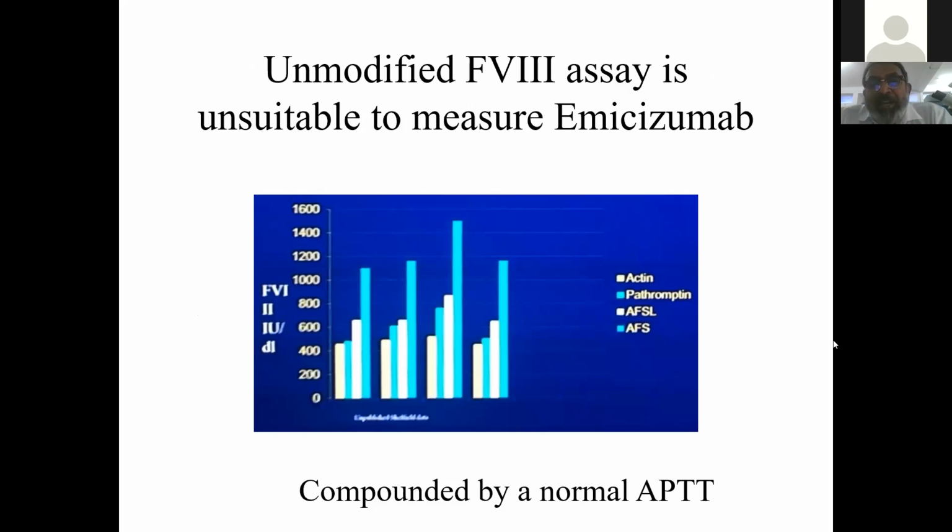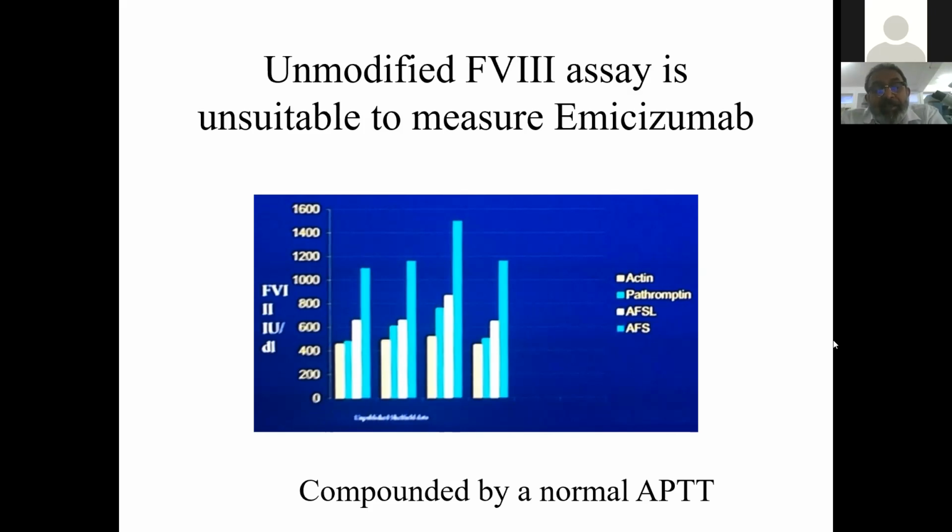So, when we use the unmodified factor VIII assay, we find that it's unsuitable to measure hemostasis. If you look at it, all these APTT reagents, that is Actin, Pathromtin, Actin FSL, Actin FS, they all are giving unimaginable factor VIII values, like 1,000, 1,200, anyway more than 200. Everything is more than 400, 400% of factor VIII-like activity, almost a thrombotic level.